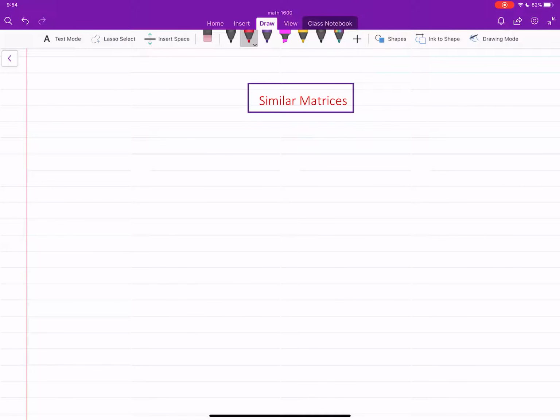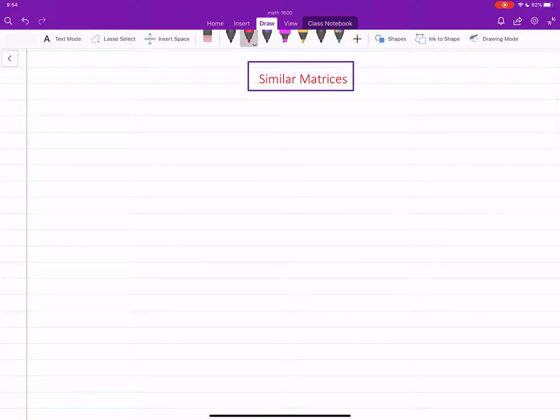Hi, in this video we will introduce the notion of similar matrices. This is a relation between square matrices, and then we will study some examples and some basic properties of this relation. Let us start with the definition.